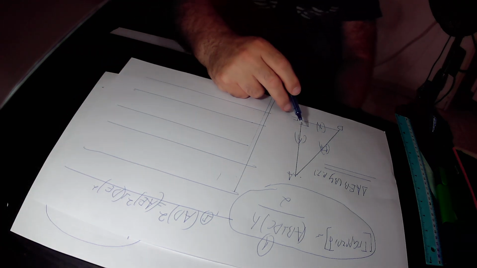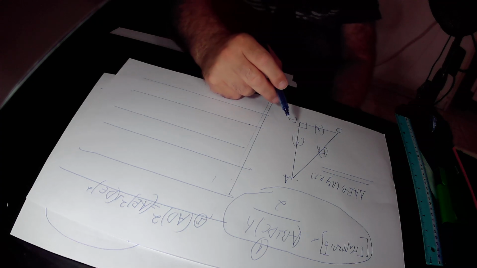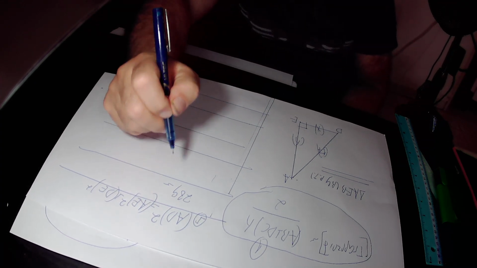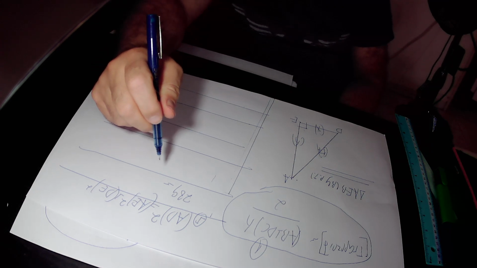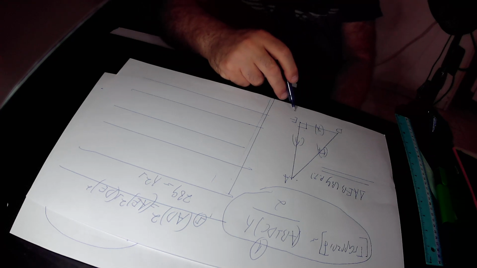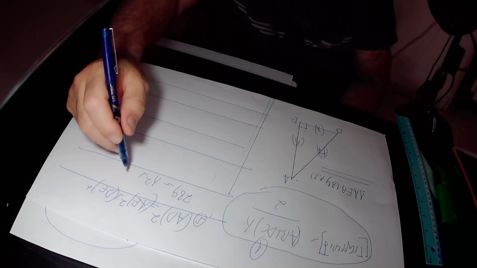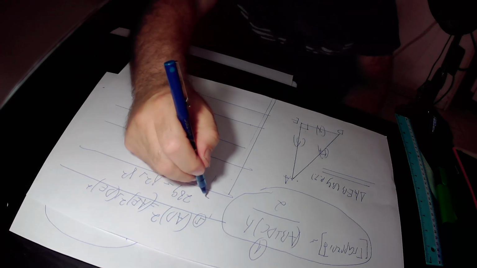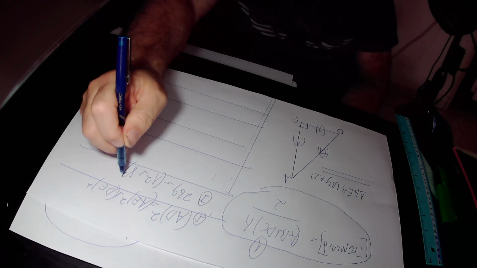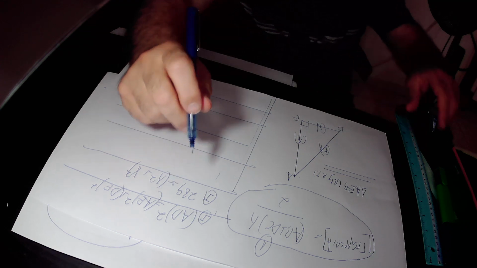AD is 17, therefore AD squared is 17 squared, that is 289, and it equals AE squared. AE is 8, therefore AE squared is 8 squared, plus DE squared. DE is x, therefore DE squared is x squared. So in total, according to equation 1, h squared plus x squared equals 289.